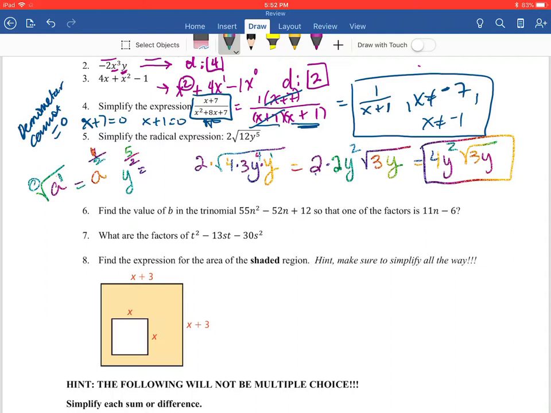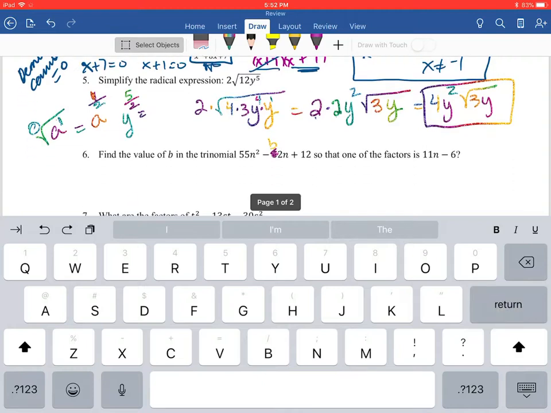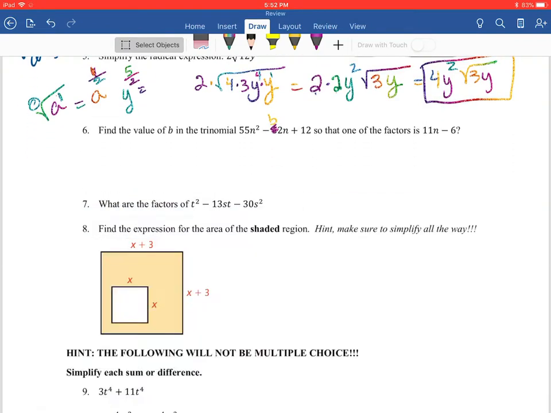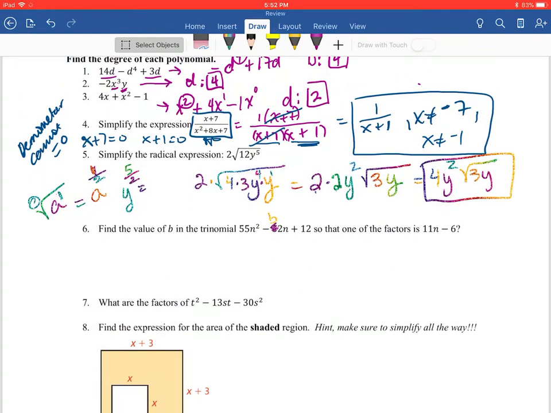Problem number 6. Listen, I made a typo error. This value is supposed to be b, because I wanted you to find b and talk about how to find b. So let's talk about how we can find b if we don't know what the value of b is, but we know what one of the factors is. In order to find a specific term, you're going to have to know one of the factors, because otherwise it could be multiple values.